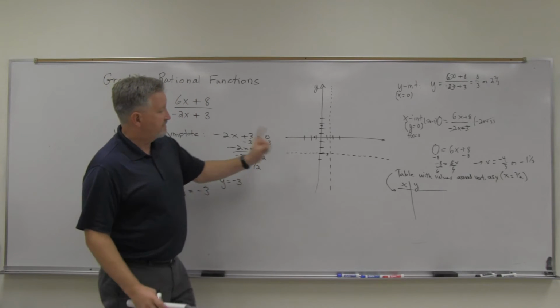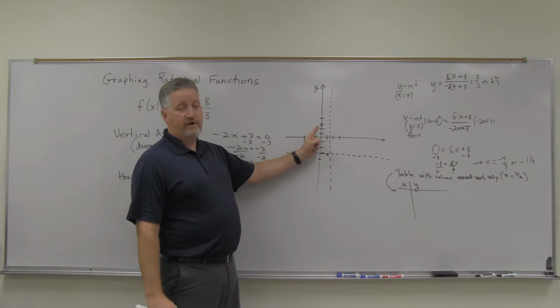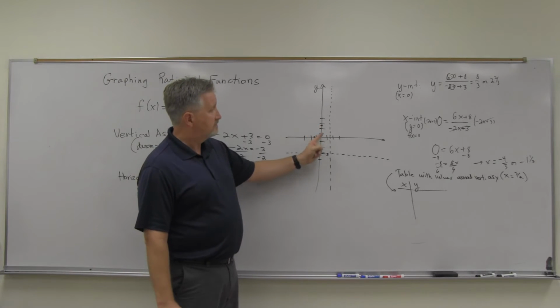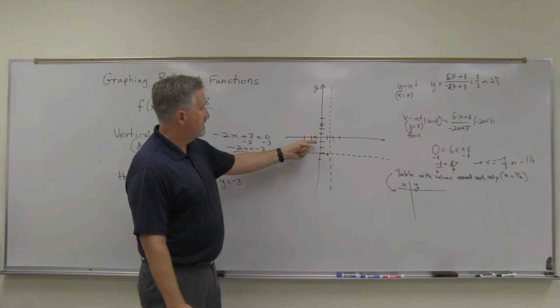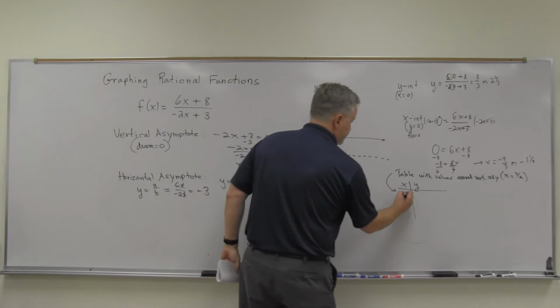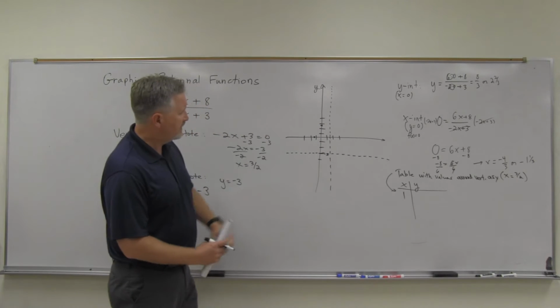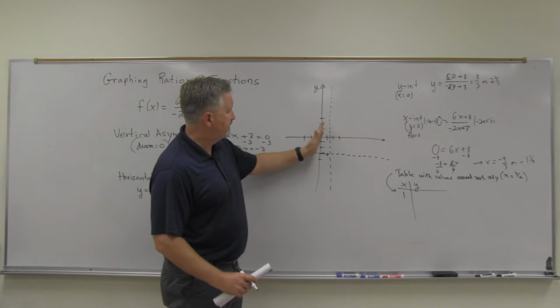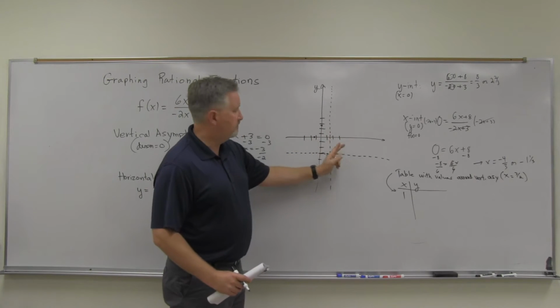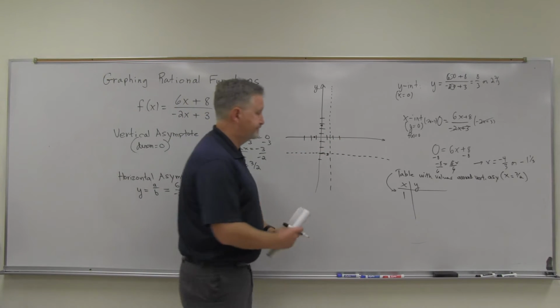Well, good news is I do have one already close to the 3/2. I've got x is 0 locked up. So let's just do x is 1, because that's pretty close to 1.5. And then that'll give me a couple on this side of the vertical asymptote. And so a couple more on the other side, maybe 2 and 3.